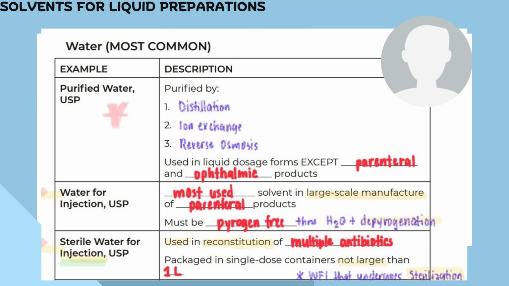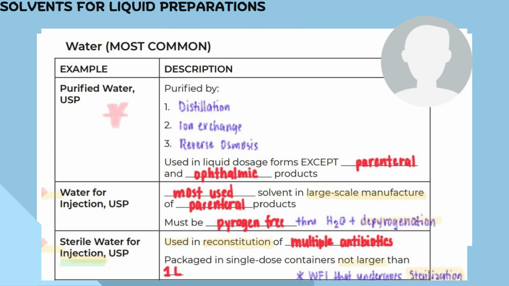Now first, let's have the purified water USP. This is highly purified water used in most liquid dosage forms except for parenteral or the injectables and the ophthalmic or eye products. Why? Because those types of products require sterile water, not just purified water. And then let's go over the methods of purification.